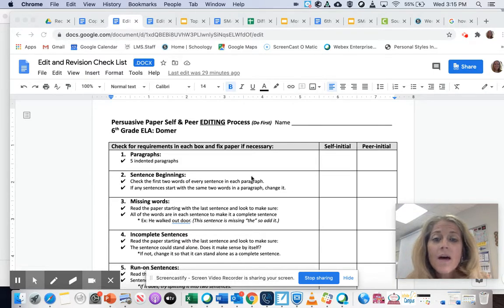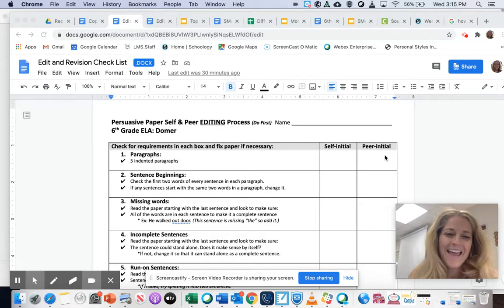So we also have a peer initial. So if you're at home, you might need to get creative about who you use for your peer. Maybe it's an adult in your house. Maybe it's a neighbor that you can work with outside. Maybe it's a sibling. I'd say use your dog, but I don't know that they have a great writing sense. So just do the best you can to find somebody to do your peer editing. You could maybe even call somebody from class so they'll know what you're doing, or call any sixth grader because they're doing this checklist as well.